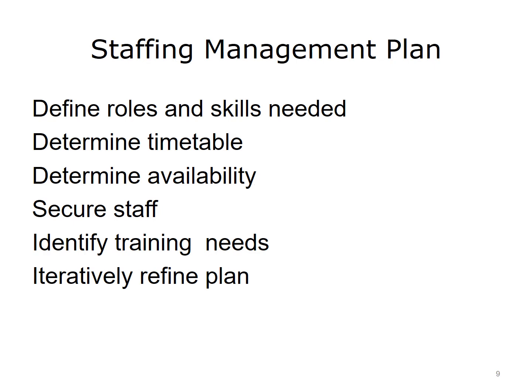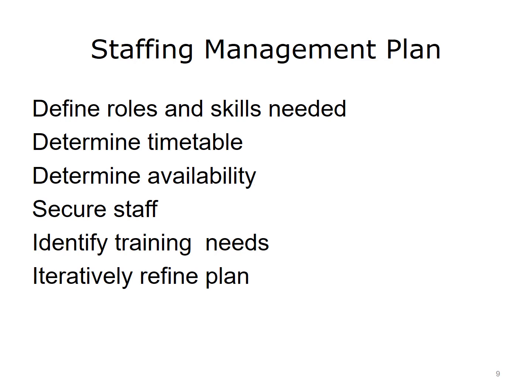The timeline in this slide shows the steps required to produce an effective staffing plan. They are as follows. Define the roles and skills that are needed. What roles and skills are required to complete your project? Determine timetables. When and for how long will your staff be needed? Determine availability. Do the staff with the required skills exist in your organization? Are they available when you need them? If they do not exist in your organization, how will you procure them?